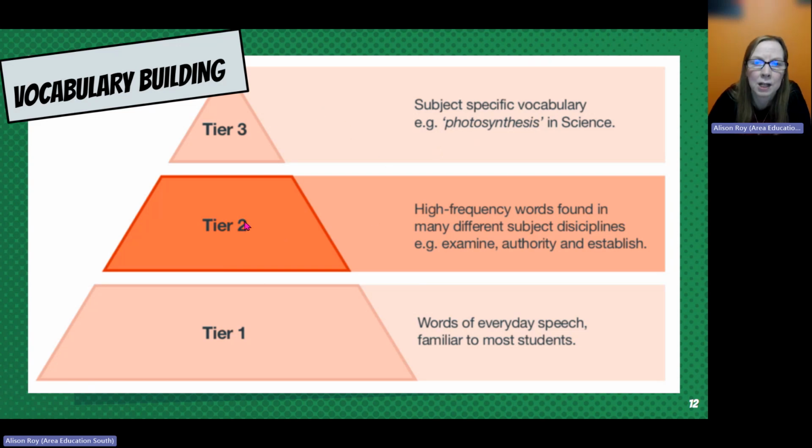What can be more tricky is the words that we need that sometimes cut across different subjects, often used in exam type questions. Depending on how they're used, they may have different meanings in different subjects, as in the examples I've given there: examine, authority, establish. They're not connecting words, but they're words that we need to be able to explain or talk about a process, to understand questions. They can be the more tricky ones for our EAL pupils to learn.